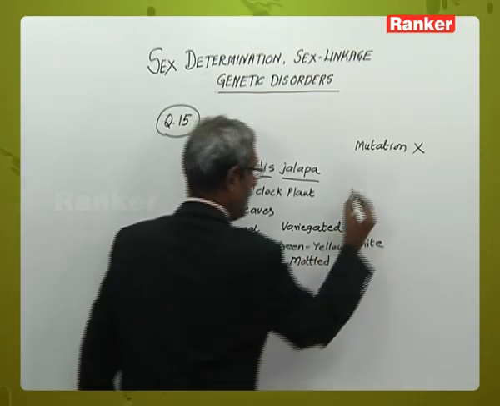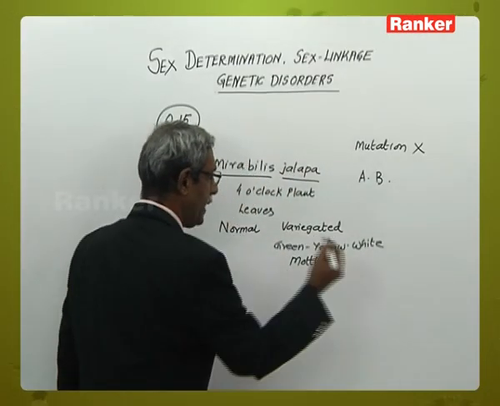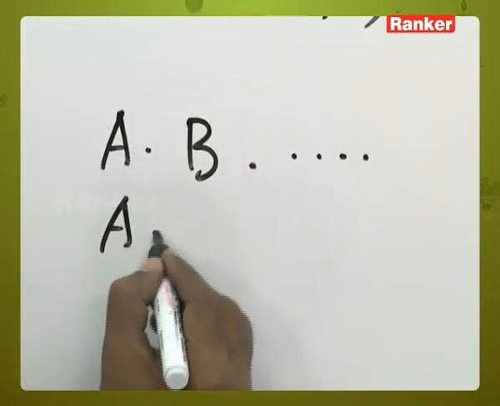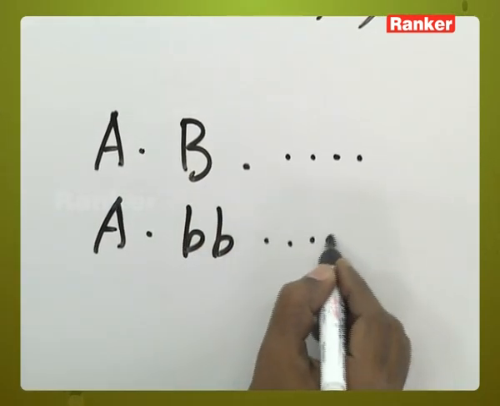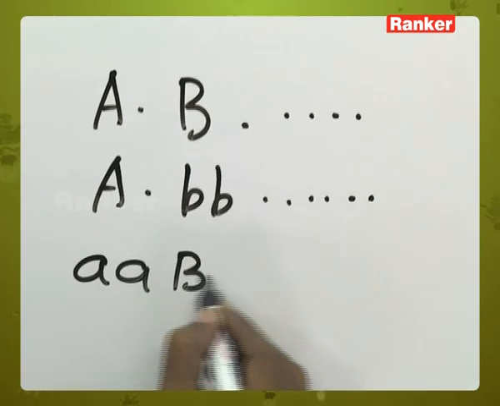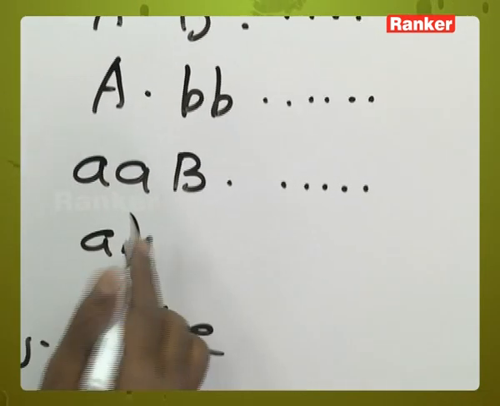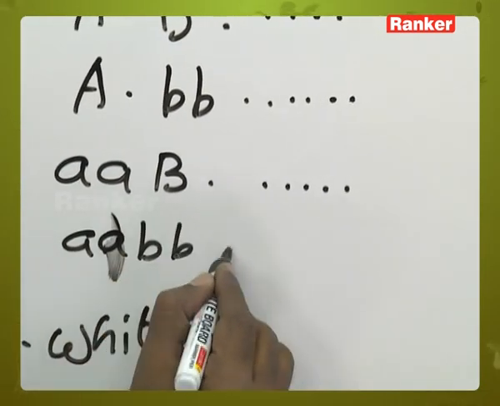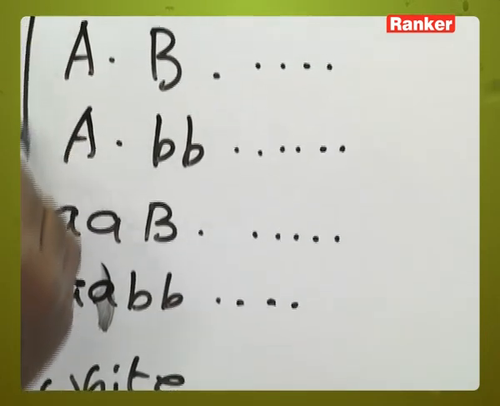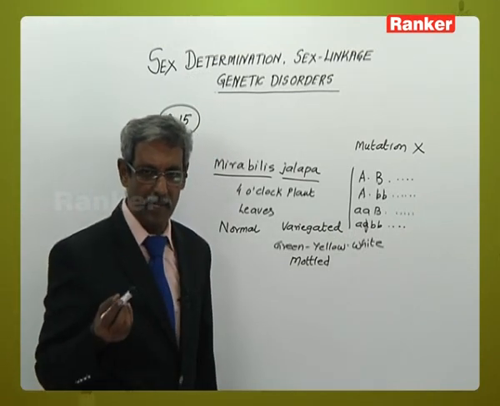If you take a choice of capital A dash B dash, A and B can interact together to determine a particular character. Similarly, you take A and small bb, it can determine a particular character. Same is the choice with small a and capital B, they also can determine a particular character, or you have a small a and a small bb which can determine a particular character. So, these are termed as examples of both complementary as well as supplementary genes.